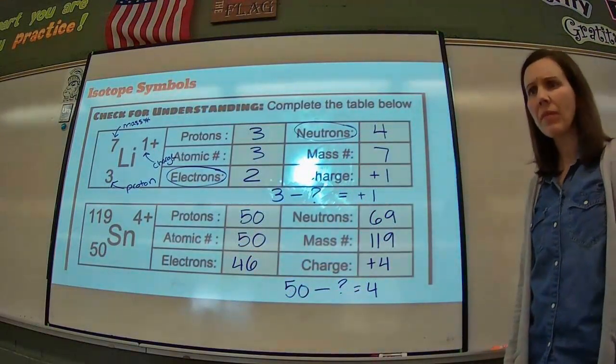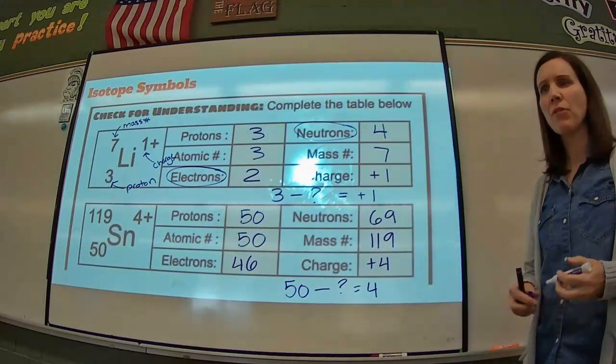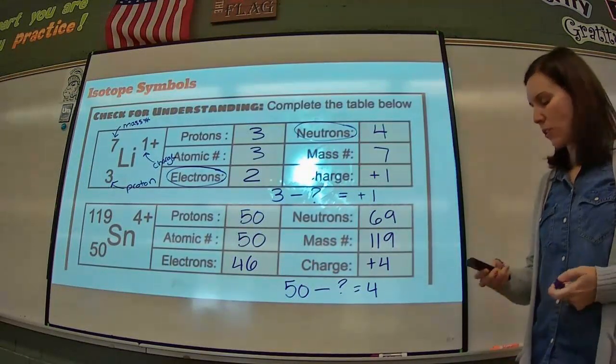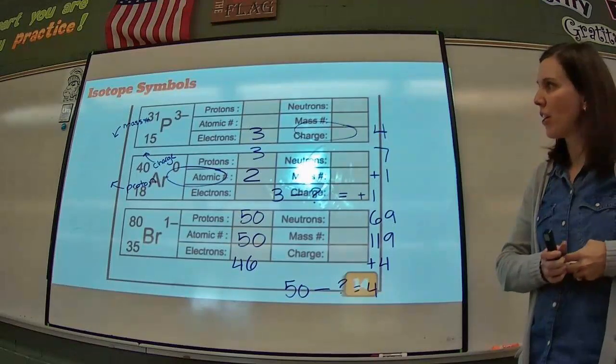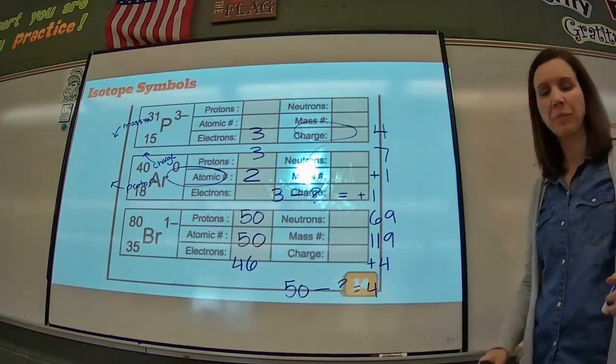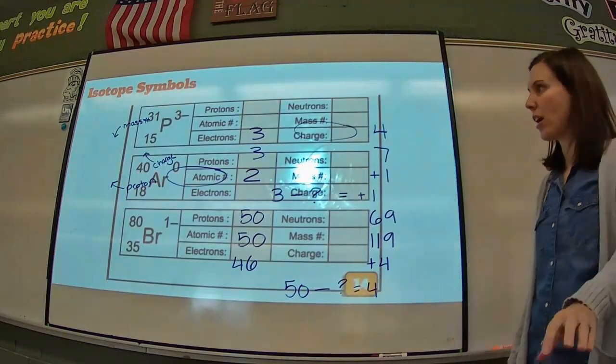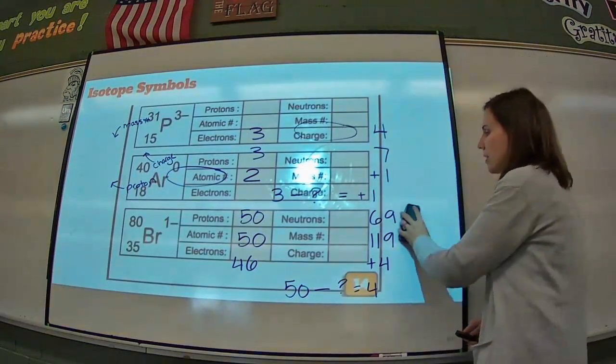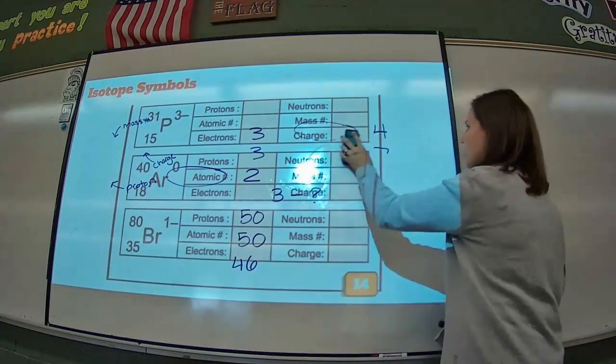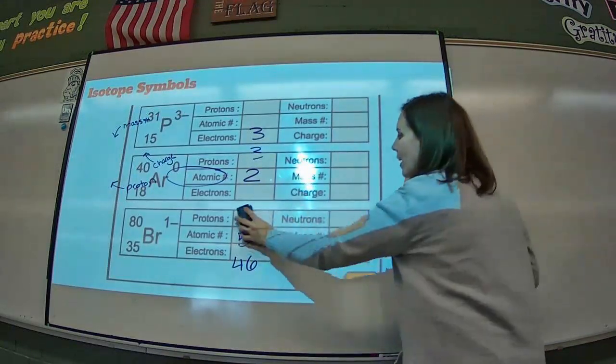Okay, that's the end of this video. You still have 3 more examples to try. So you have phosphorus, argon, and bromine to do. So you're going to stop this video, you're going to try these examples, and then there is another video that will give you the answers to these 3. So you'll watch that next.